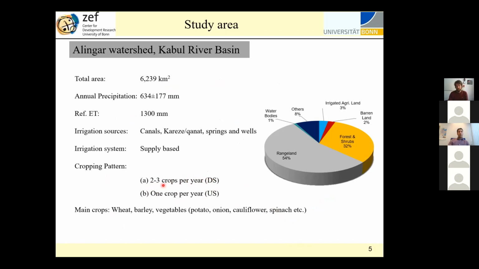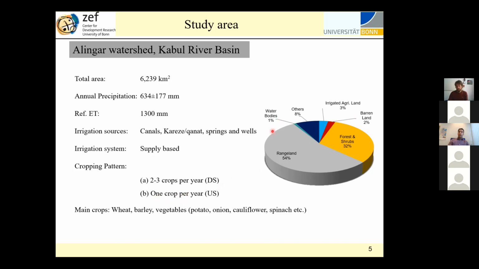At the downstream level, we grow 2 to 3 crops per year. Normally, wheat is always compulsory, followed mostly by vegetables. And then in the upstream region, it's the high elevation zone, so only 1 crop per year is grown.